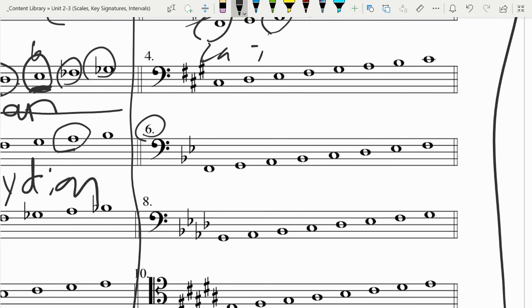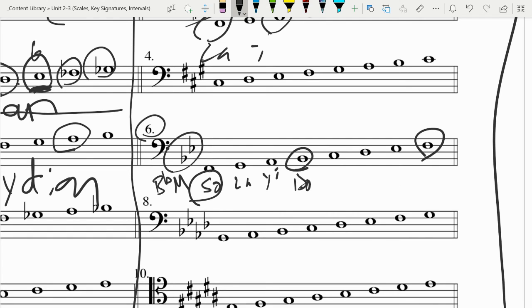So again, if you want to think relative, you would think, okay, 2 flats would be B flat major. And then you look, where's B flat in the scale? Right here. That would be do. So then you think do, ti, la, so. And then you're like, okay, so to so. The 5th note of the major scale is what our tonic is. And so that would be Mixolydian.